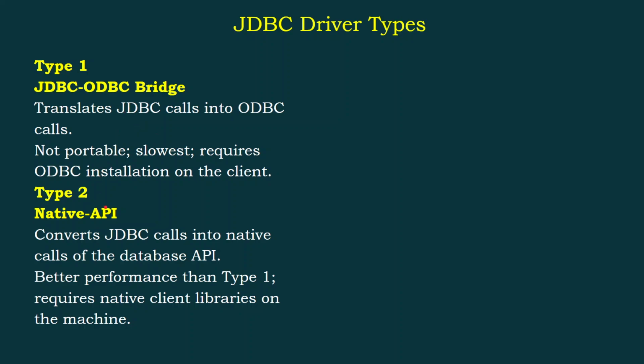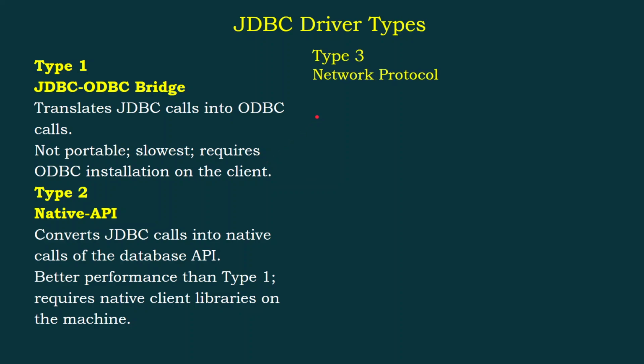Then type 2 is native API. This converts JDBC calls into native calls to the database API. So here the JDBC calls are converted into native calls for the different database sources. It has better performance than type 1. It requires native client libraries on the machine. That means there are some standard built-in libraries to make the connectivity between the database and the application, and they should be available on the machine. Then only this type 2 driver works.